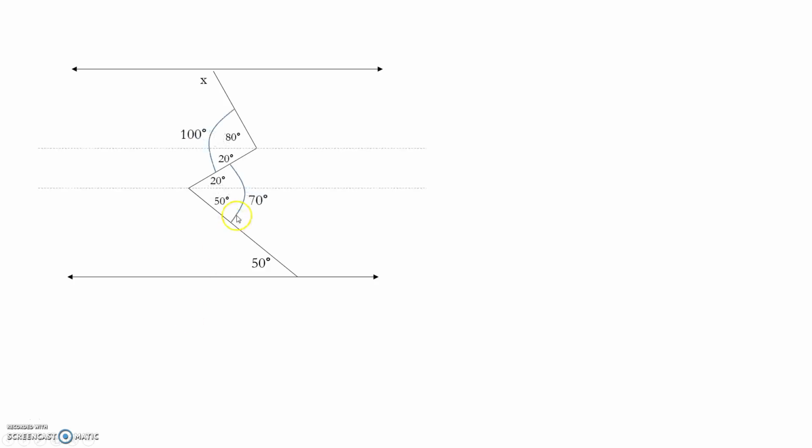Alright, so I've started. This was 50. My whole angle was 70. I found this to be 50. Alternate interior. Angle addition or subtraction. 70 minus 50 got me the 20. Alternate interior got me this 20. Angle addition or subtraction. The whole angle 100 minus the 20 got me 80. And I'm left here with this 80 and this x. X has to be 100 because x plus 80 has to be 180. These are same side interior angles.